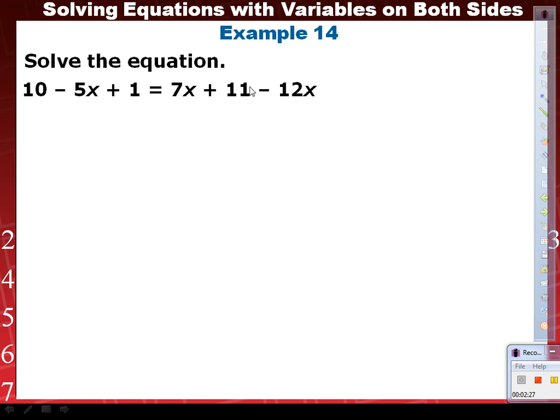It says solve the equation: 10 minus 5x plus 1 equals 7x plus 11 minus 12x. Copy that. And then writing utensils down after that, and I'll go over it. Writing utensils down, look up to the screen, please. You guys ready? All right. It says solve the equation. 10 minus 5x plus 1 equals 7x plus 11 minus 12x.